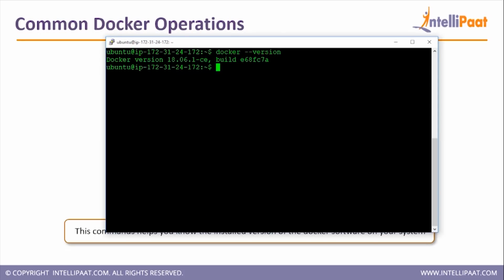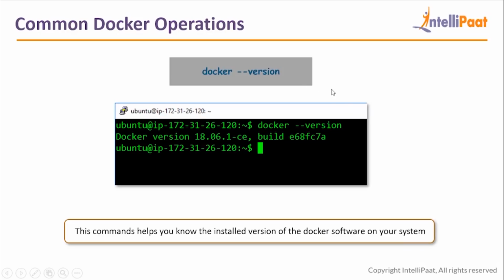All right, much better. So when we pass this command docker version, you get the current Docker version that is installed on your system along with the build name. And this is exactly what this command does.